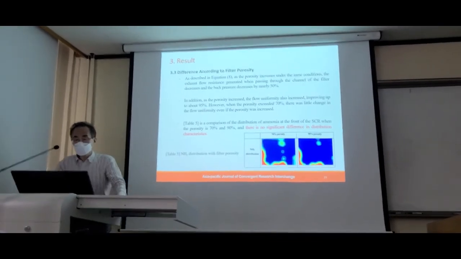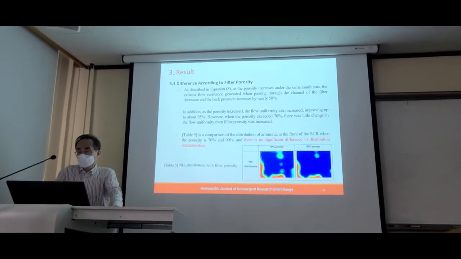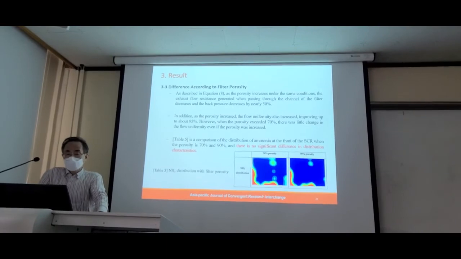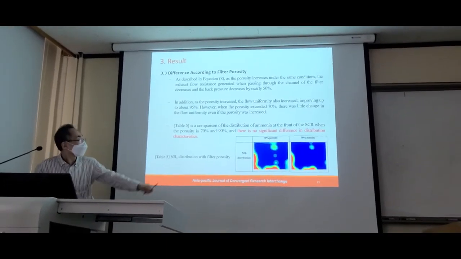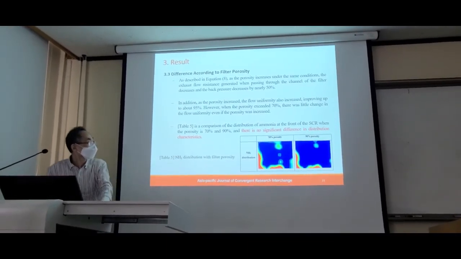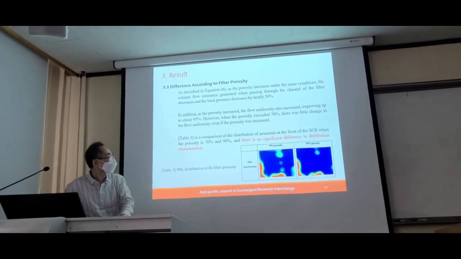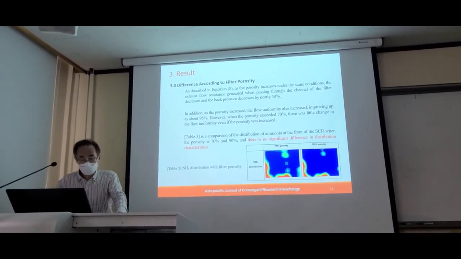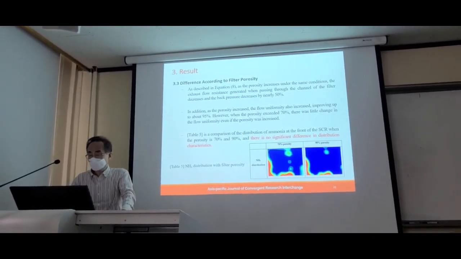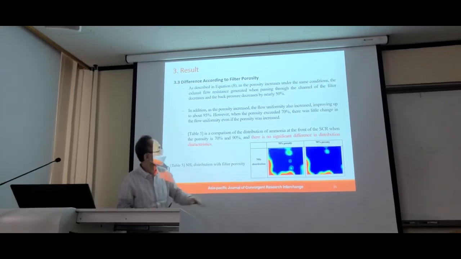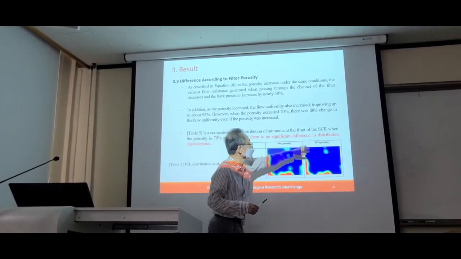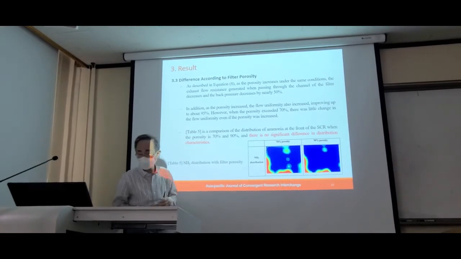This is a comparison of the distribution of ammonia in front of the SCR. When porosity is 70% and 90%, there is no significant difference in the distribution characteristics. This is the ammonia difference, something like this, and there is no difference.